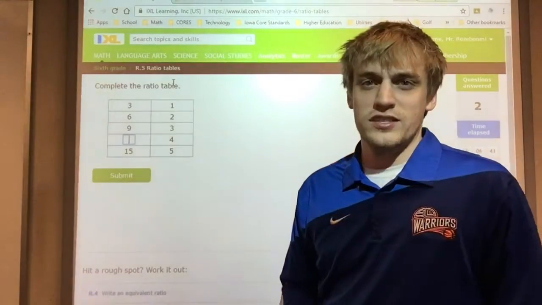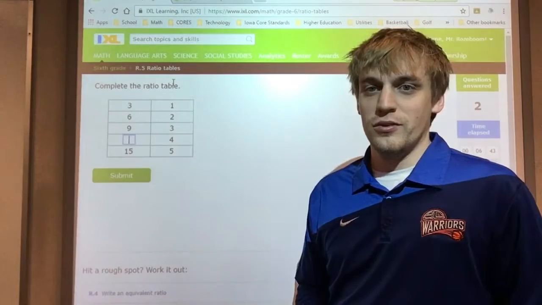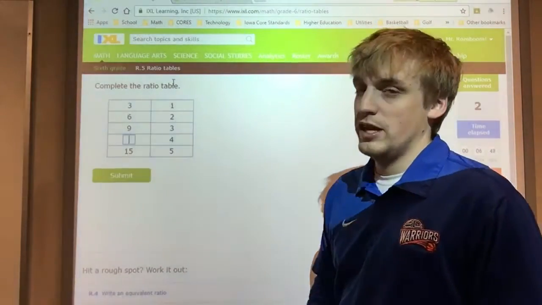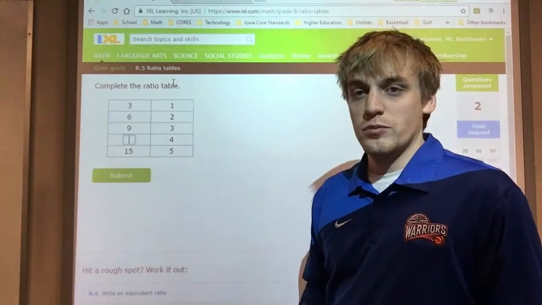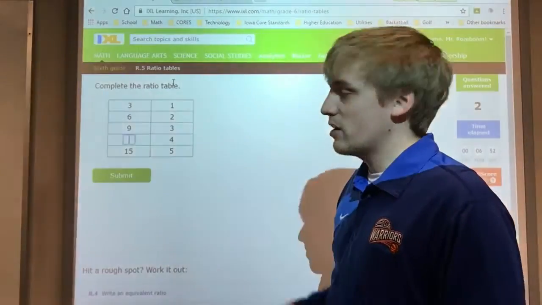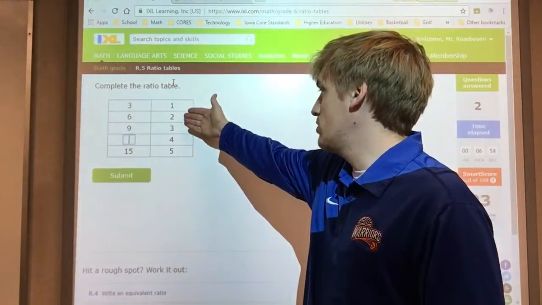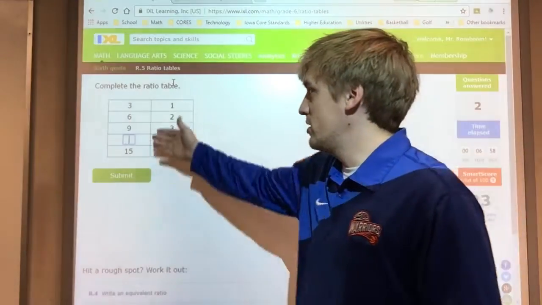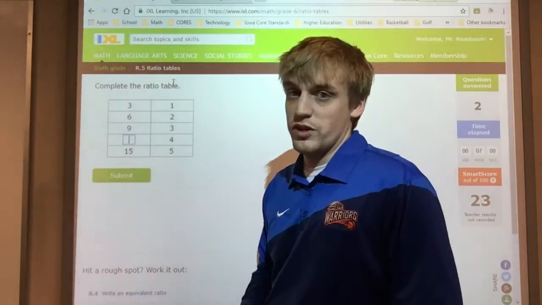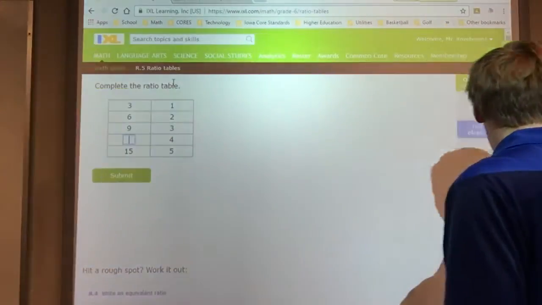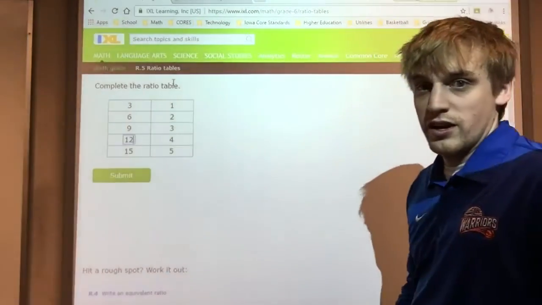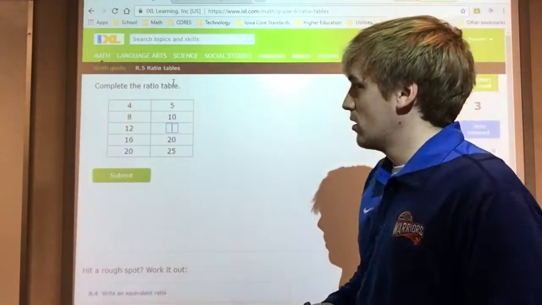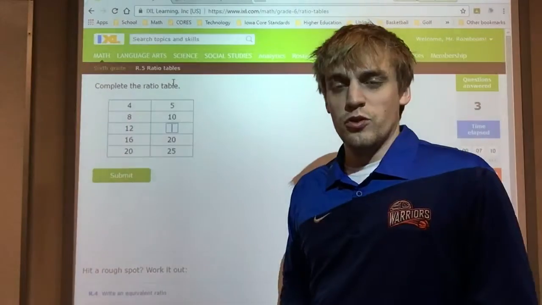Now when you do these on IXL, you're probably going to be able to see a pattern right away. If you can see the pattern, you can definitely type that answer in. But you're not always going to be able to see a pattern, and it's not always going to go in order. For example, this goes 1, 2, 3, 4, 5. Well, it's pretty easy to figure out that this is just counting by threes. So we could type in 12 there, and we get the right answer. Okay?